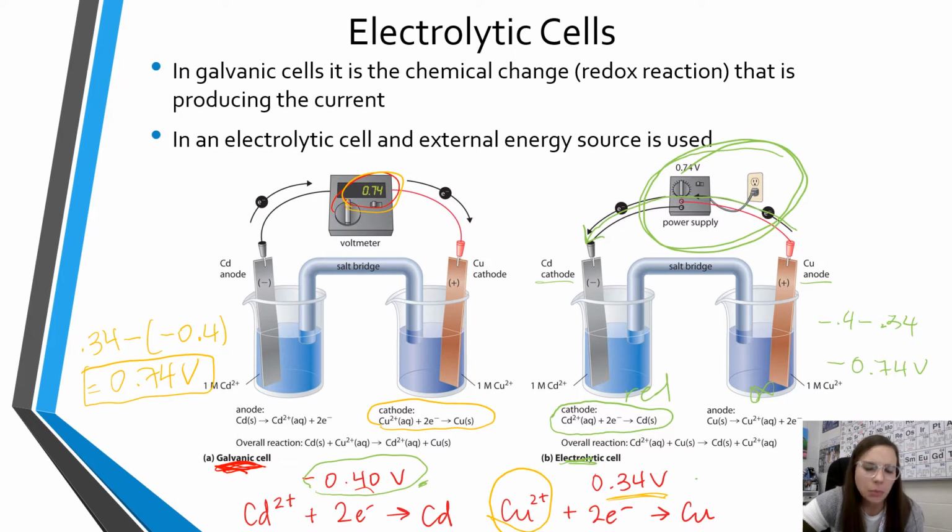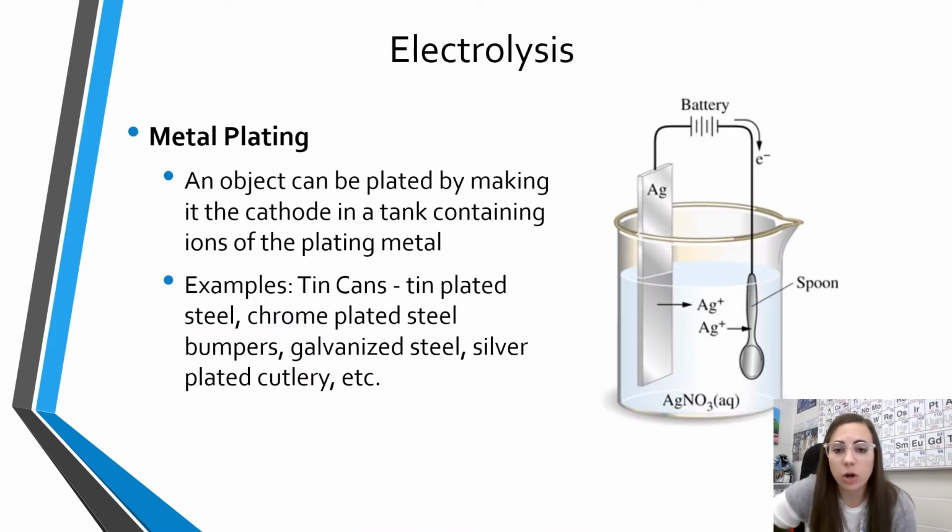Why would we do that? Well, we have multiple examples of applications of electrolysis. The first is metal plating. We can use electrolysis to put an object in and actually plate certain metals, like cover the external part of it with a different metal. For example, tin cans are actually made of steel. They're just plated with tin on the outside.